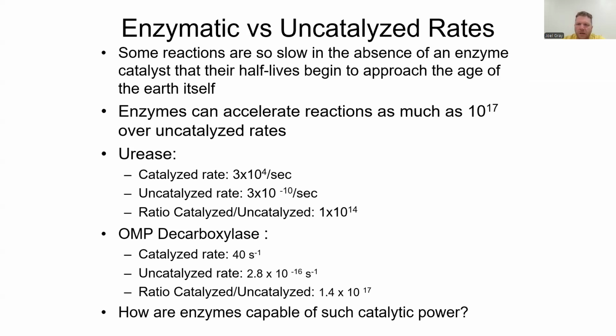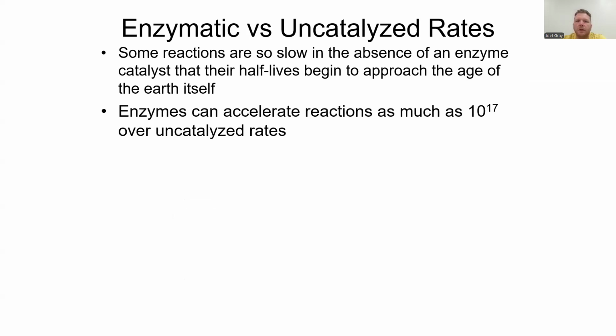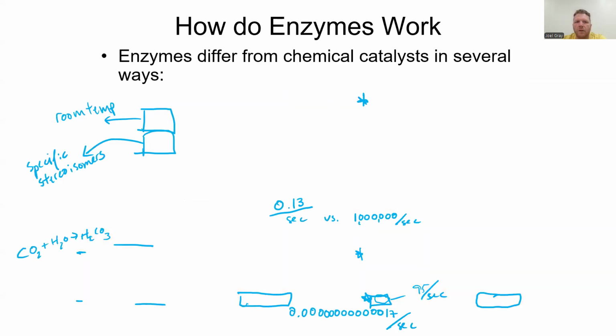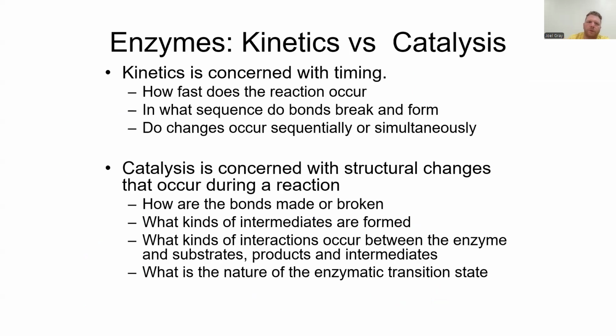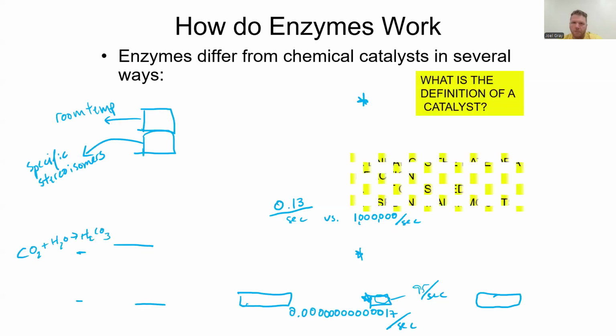Now, how are enzymes capable of this? That is a great question. Well, we have a little bit of an idea of it if we go back to look at this right here. The ways that enzymes are so fast is because they can do all these things. Well, they can control the sequence that bonds break in. They've evolved to be able to do this at a very high rate.